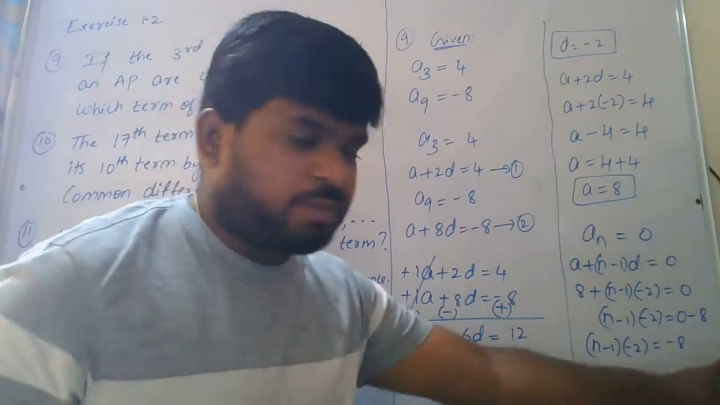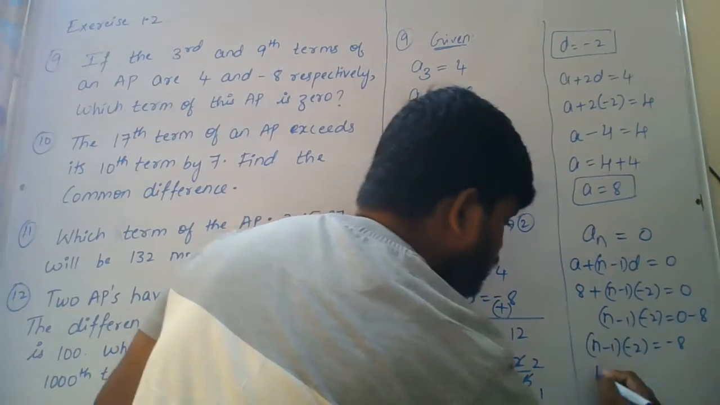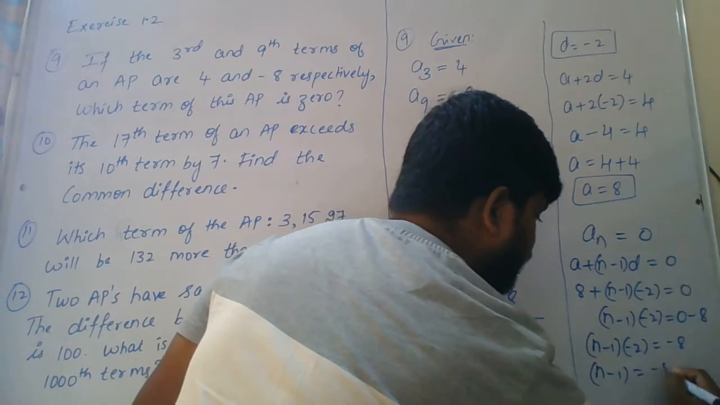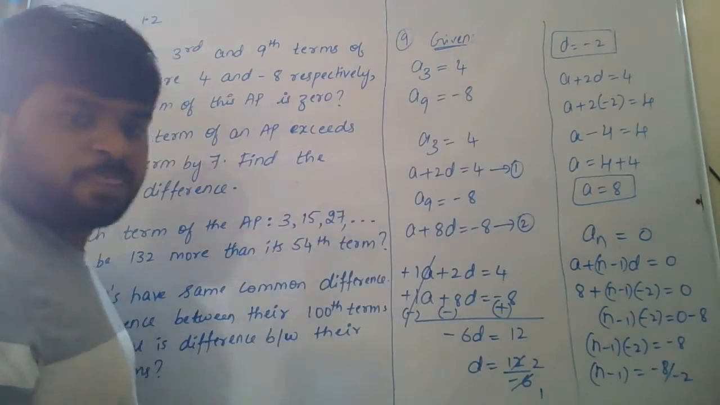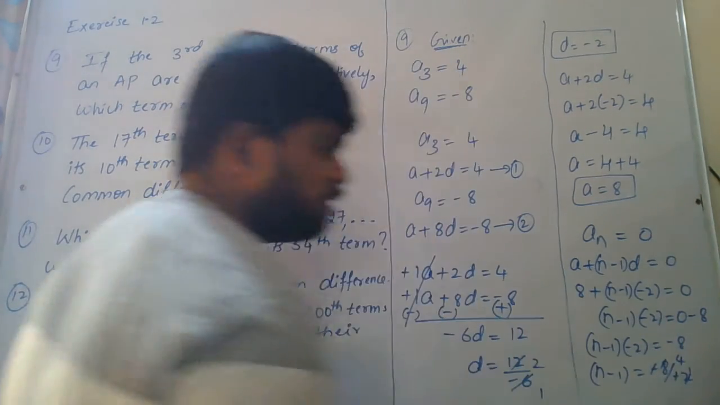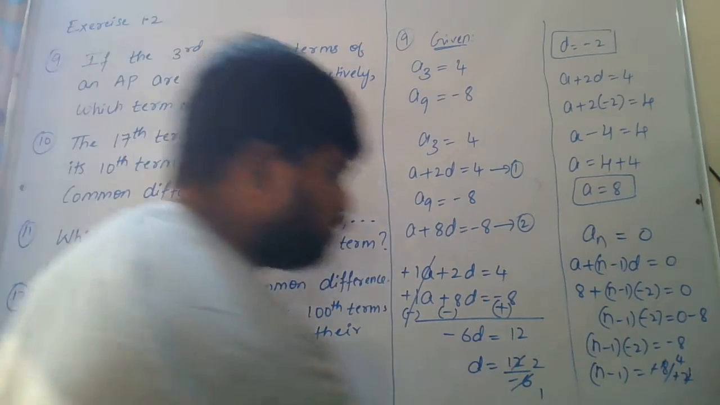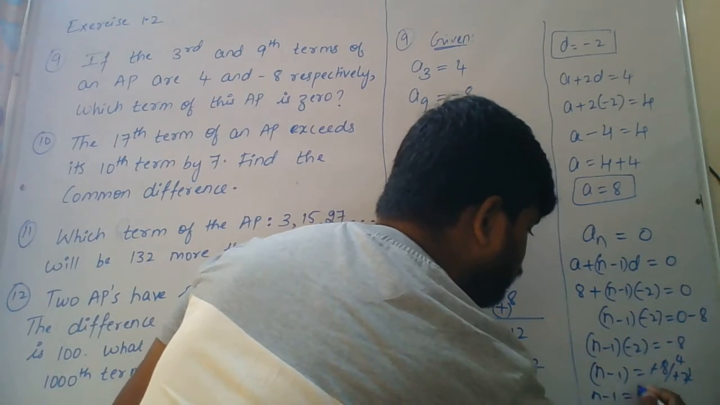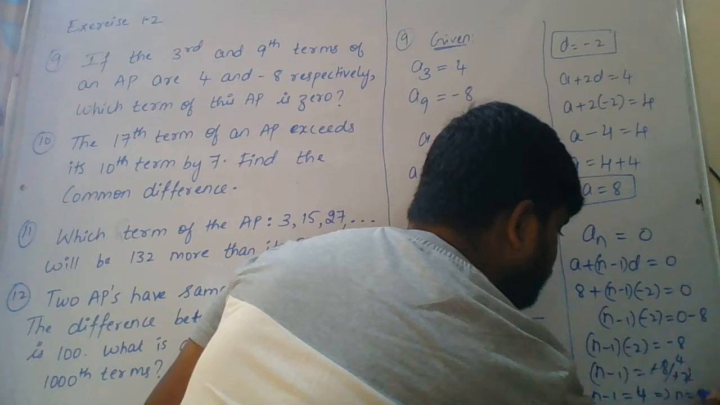Next step, I'll send this minus 2 to the denominator, transpose it. N minus 1 equals minus 8 by minus 2. Here minus minus gets cancelled. 2 fours are 8. So you get n minus 1 equal to 4. N minus 1 equal to 4 implies n will be 5.